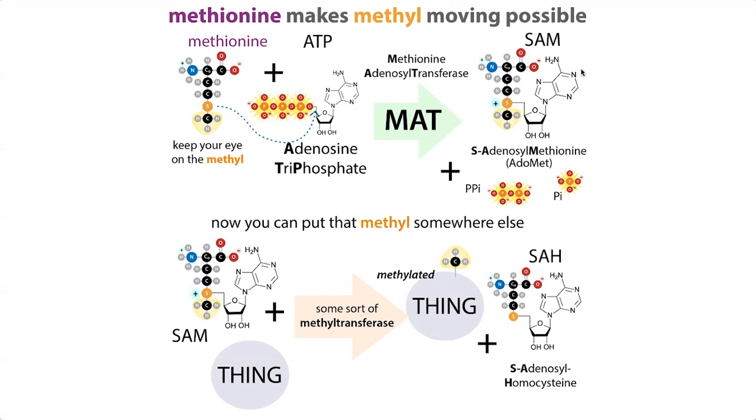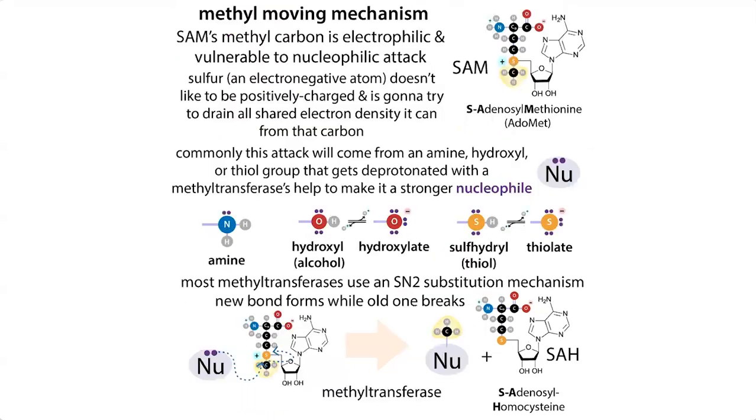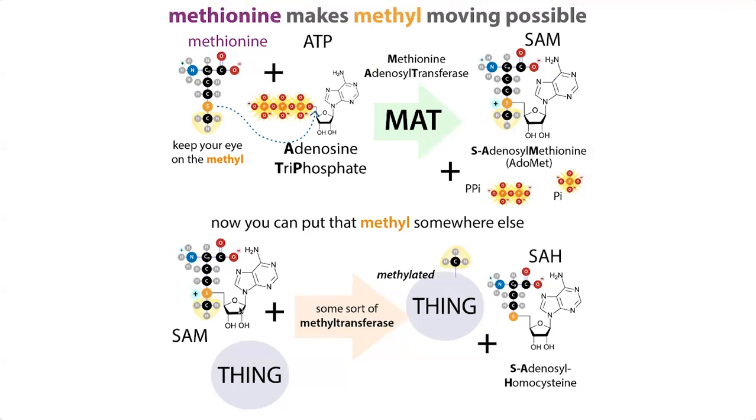But here what we're doing is we're attaching this adenosine. When we do this, we're going to be activating this sulfur-carbon bond to be even more vulnerable, because the sulfur is now positively charged. It's going to be draining the electrons even further from this carbon, making this carbon very electrophilic and subject to attack by a nucleophile. What's going to happen now is you could have all sorts of different nucleophiles attack, and then you're going to go from having an unmethylated thing to having a methylated thing. And now you're left with basically this molecule, this adenosine homocysteine.